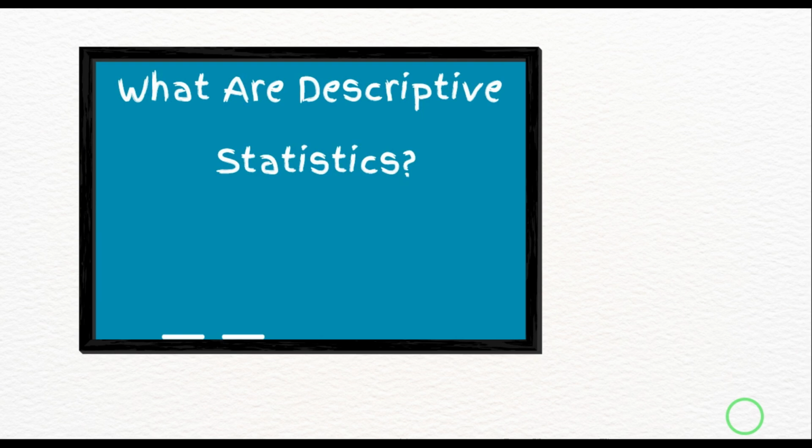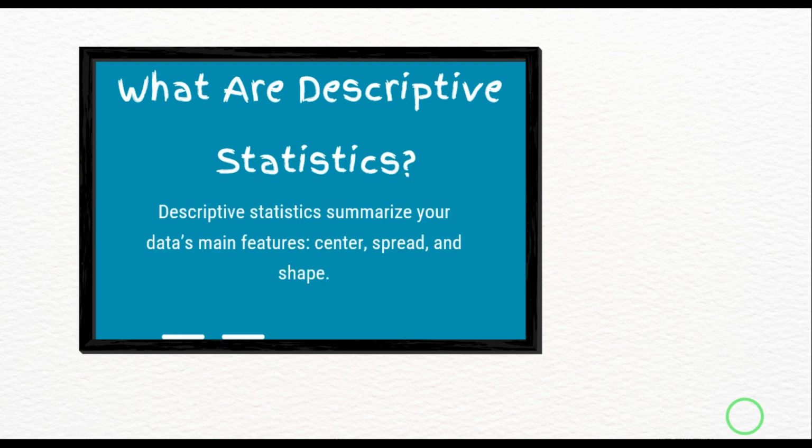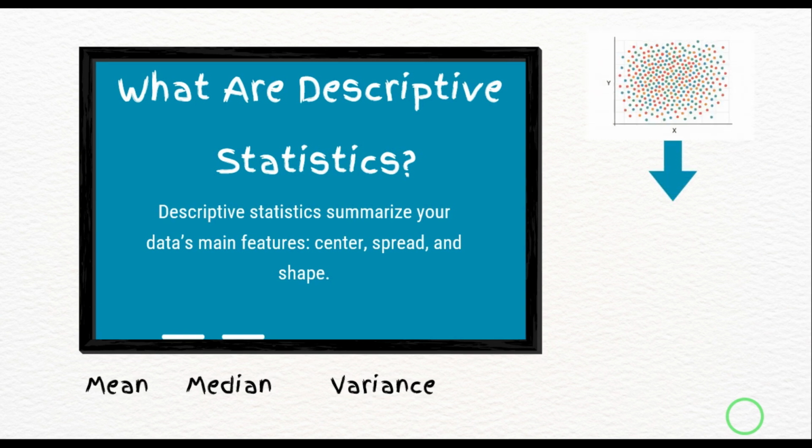Let's start by asking, what do descriptive statistics actually do for us? Descriptive statistics are like the trailer for your data set, short, clear, and revealing. They tell you the center of your data using the mean, median, or mode. They tell you the spread of your data using a standard deviation or range, and they hint at the shape to see if the data is symmetric, skewed, or full of outliers.